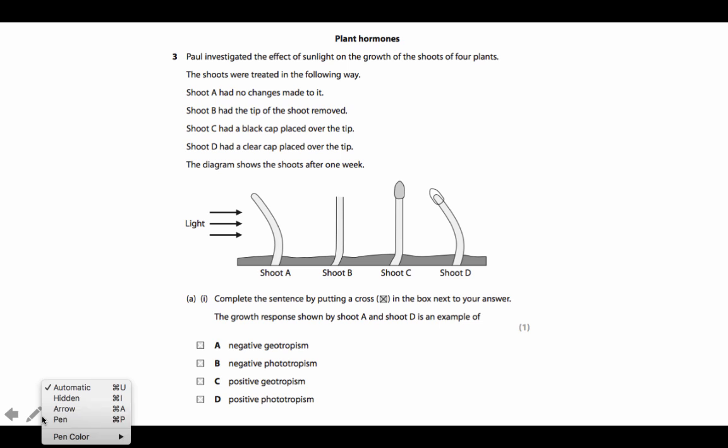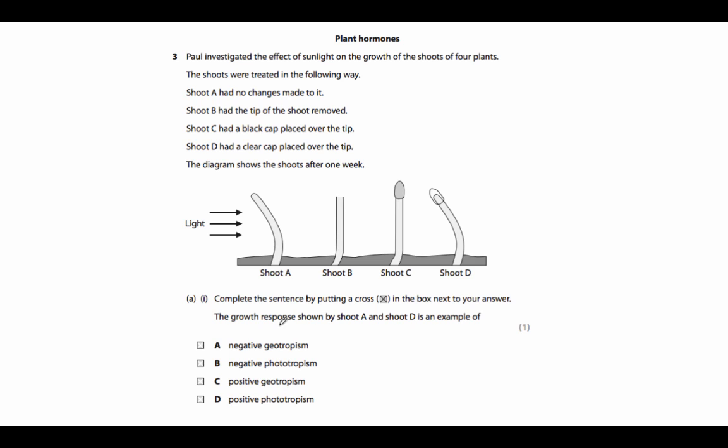Okay, this is like one of those experiments right now. Paul investigated the effect of sunlight on the growth of shoots of four plants. Shoot A had no changes made to it. So that's what you'd expect. It would grow towards the light. Makes sense. Shoot B had the tip removed. Shoot C was covered with a black cap, and shoot D was covered with a clear cap.